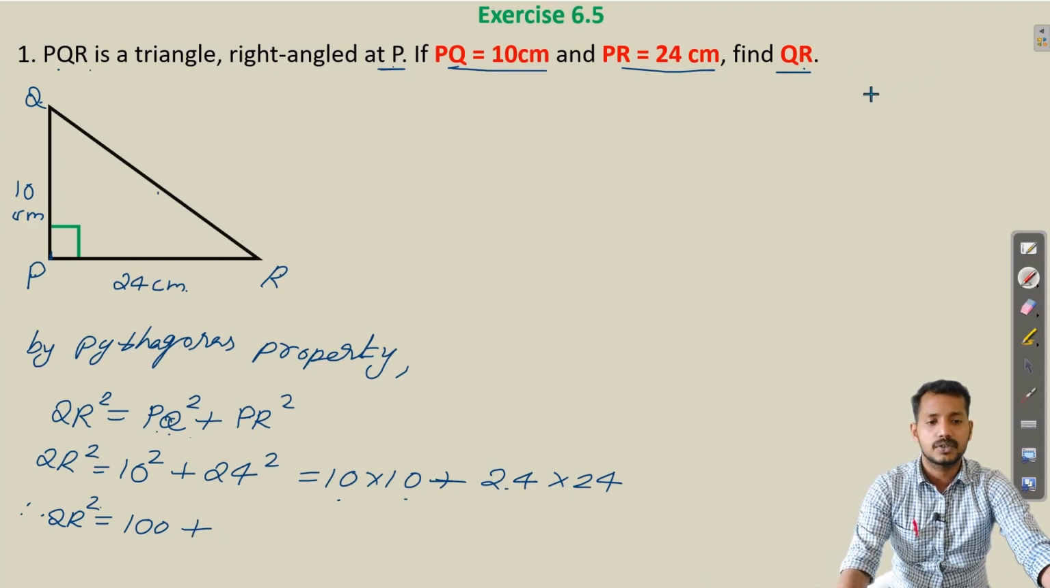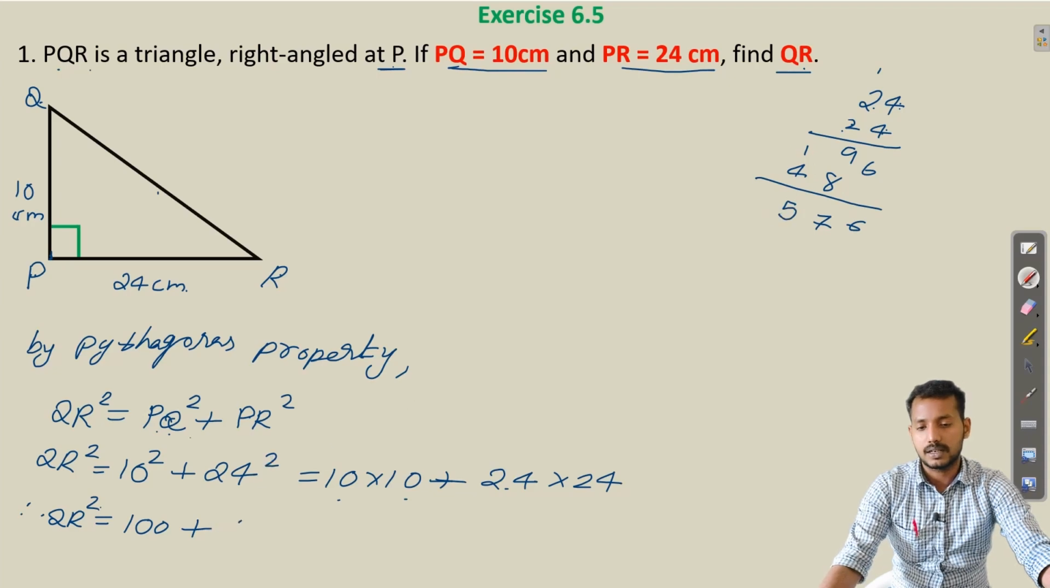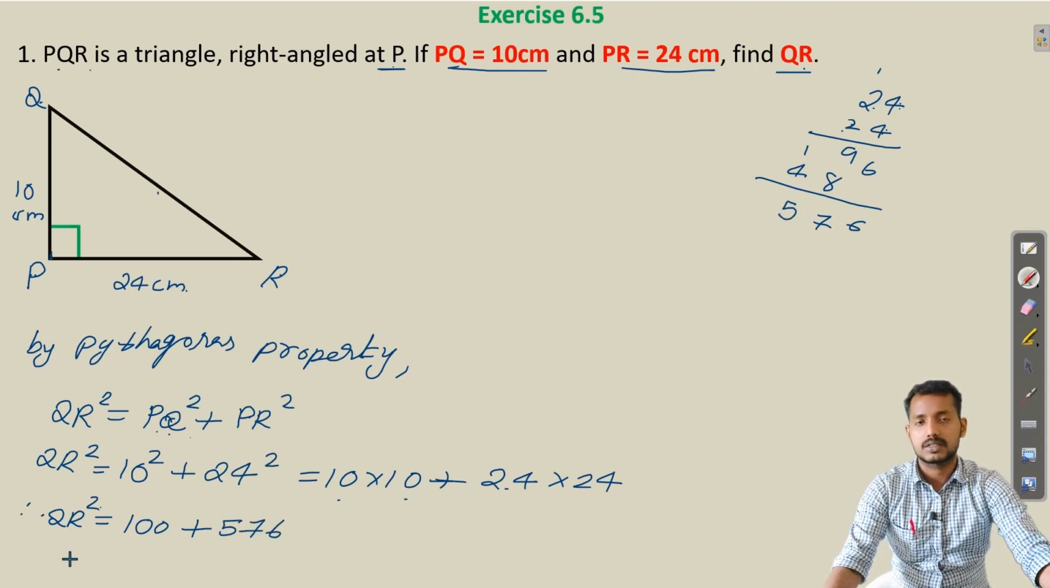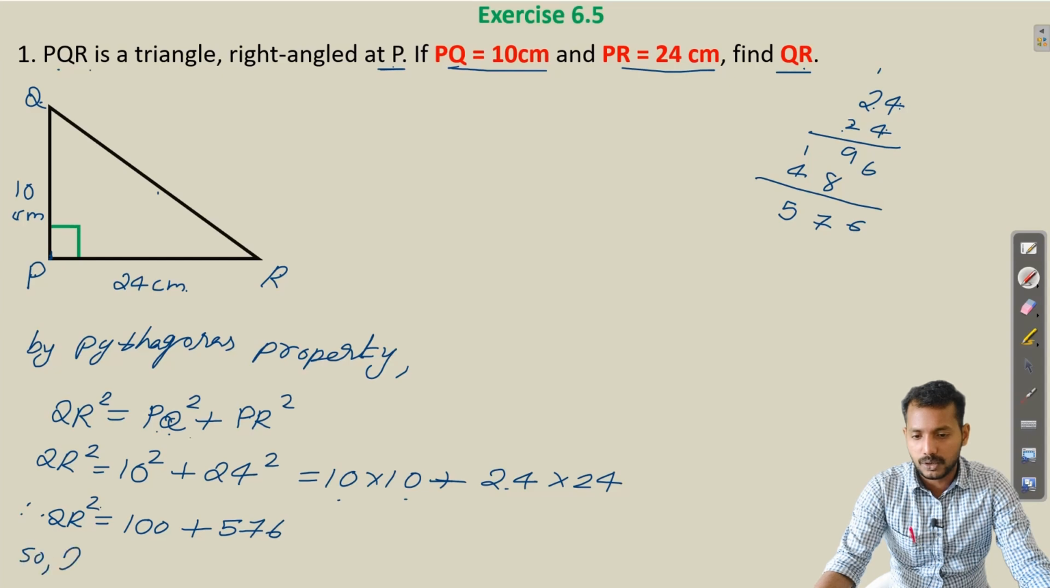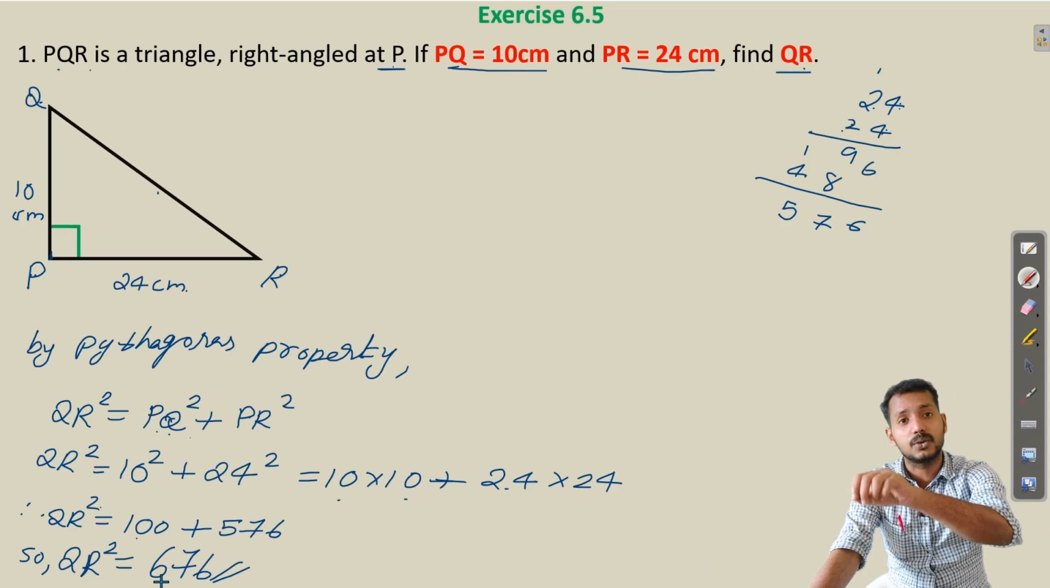Let's multiply here. 24. 4 into 4 is 16, 1 is carried. 2 into 4 is 8, 8 plus 1 is equal to 9. 2 into 4 is equal to 8, 2 into 2 is equal to 4. 6, 9 plus 8 is 17, 7 and 1. 1 plus 4 is equal to 5. So 576. Therefore QR square is equal to 100 plus 576, which is equal to 676. But we have got only QR square.